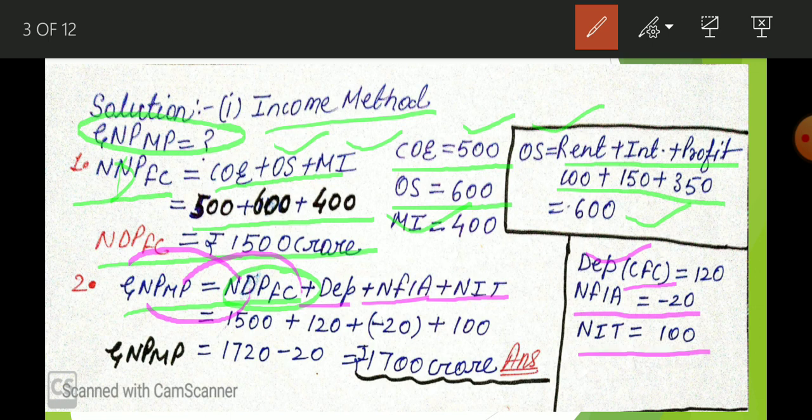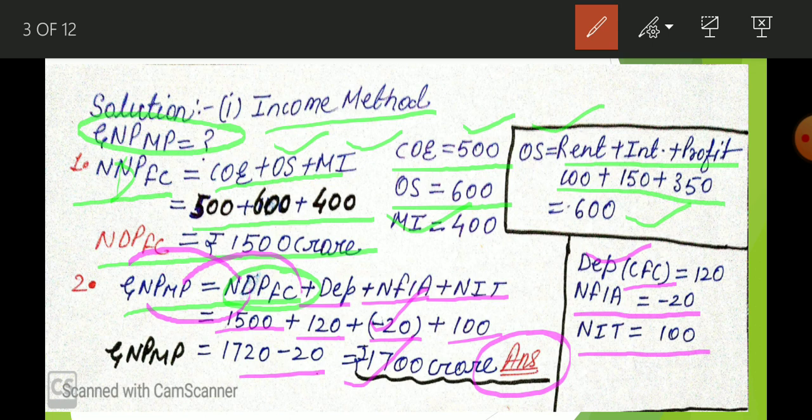So when we put the values, NDPFC 1500, depreciation 120, NFIA -20, NIT 100. So when we do the calculation, we add and get 1720. When we subtract this value, we get 1700. This is your answer.